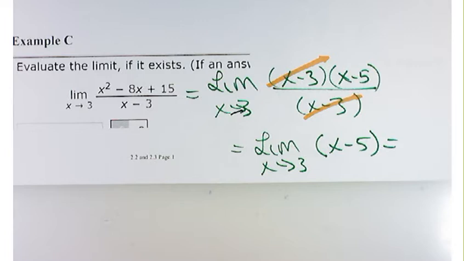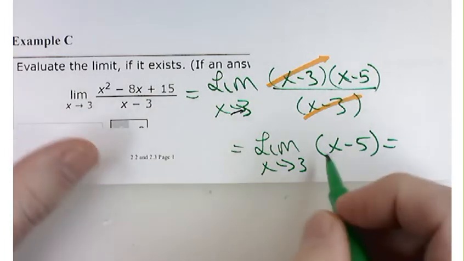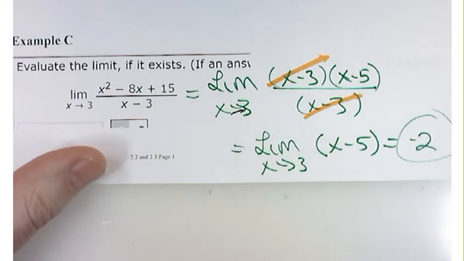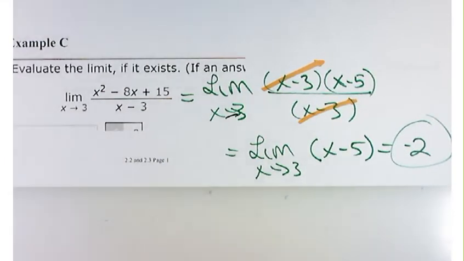Yeah, negative 2. Just plug in the limit, right? 3 minus 5 is negative 2. And that's it. Beautiful. You're done. Nice. Now there's a lot of rules with limits that make things work pretty nice.